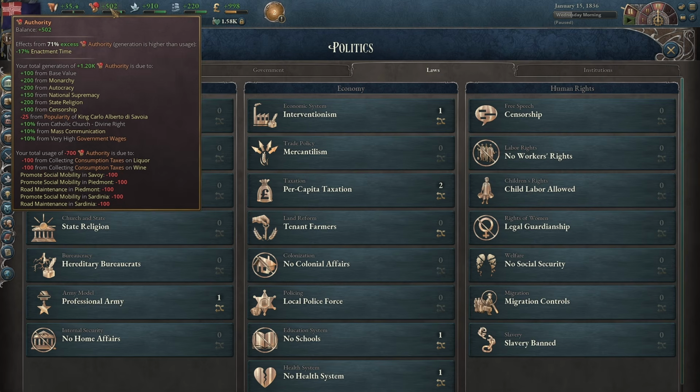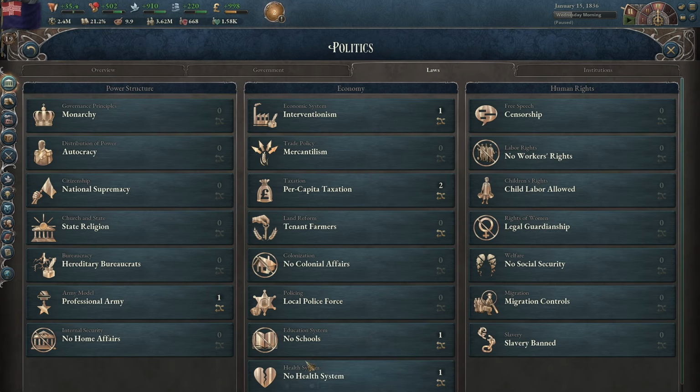It represents concentrated power within the hands of a few individuals then being used to form the nature of the state. So authority, when it's not being spent, gives you an enactment time bonus. This is a very important thing whenever you're doing any sort of meaningful changes in regards to your laws.